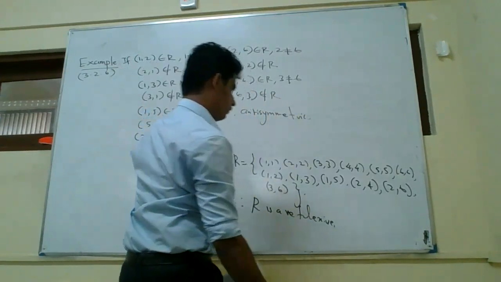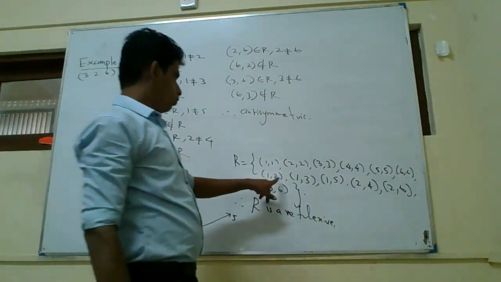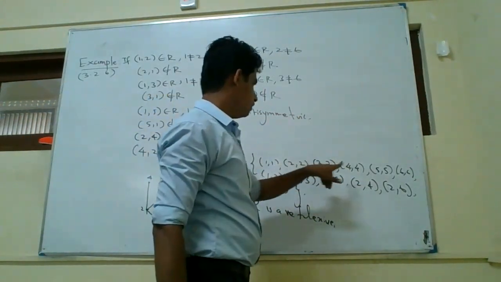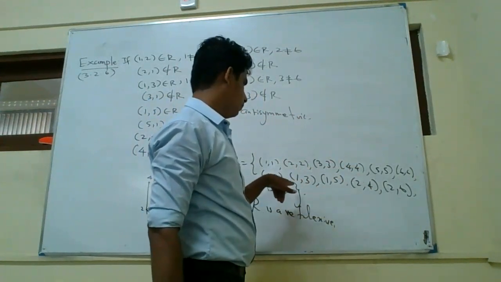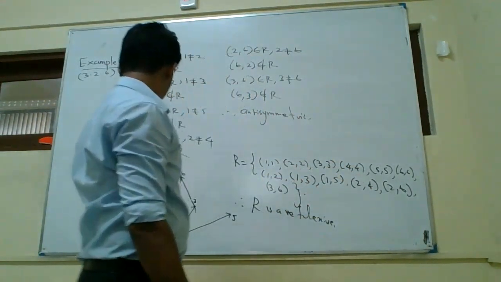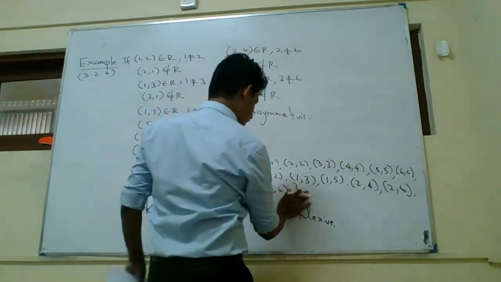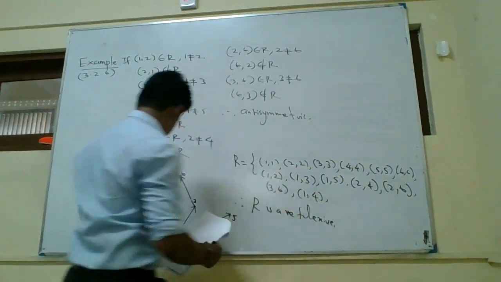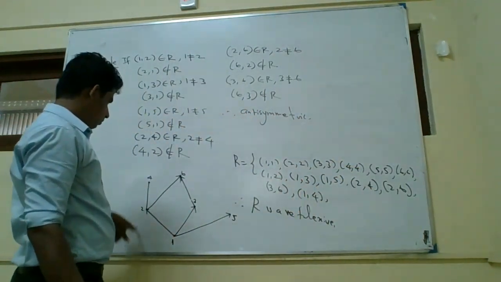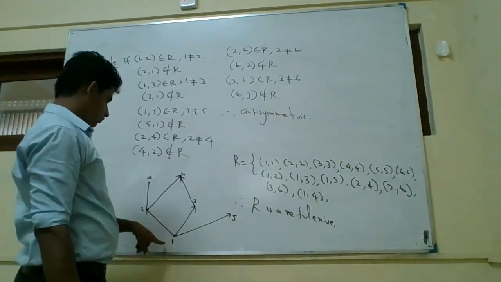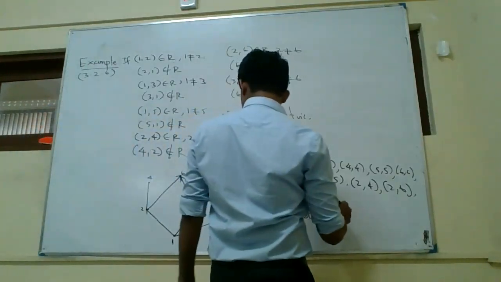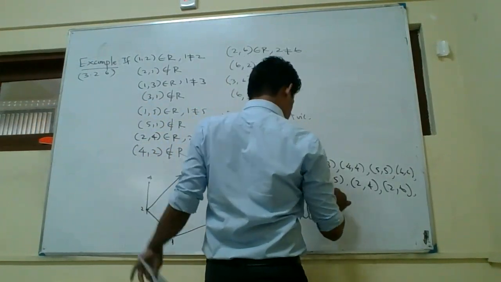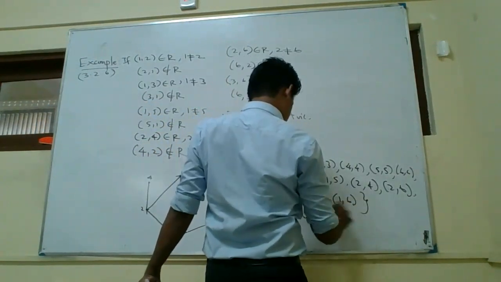Remaining is transitive. Suppose 1, 2 belongs to R and 2, 4 belongs to R. Again 1, 4. Is 1, 4 there? Yes, 1, 4 is there. And 2, 6, and 1, 6 also there. Okay, very important.